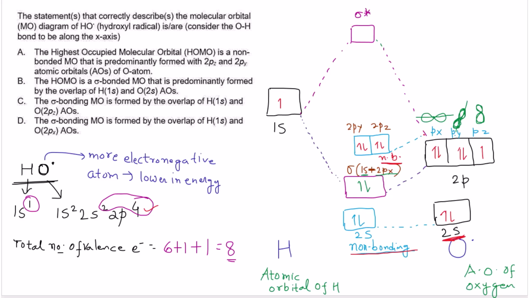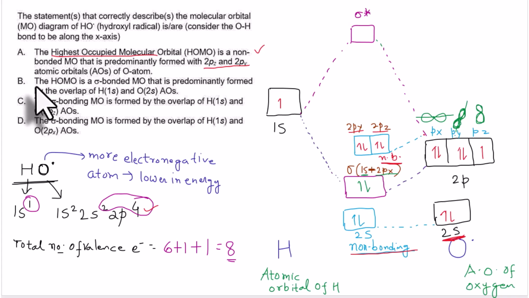Now, after we have drawn this molecular orbital diagram, let us move to the statements. Statement A says the highest occupied molecular orbital, HOMO, is a non-bonded molecular orbital that is predominantly formed with 2pz and 2py atomic orbitals. Yes, so the HOMO here in the hydroxyl molecular orbital diagram, the highest occupied molecular orbital, is the 2py and 2pz energetically. So this statement is correct, right?